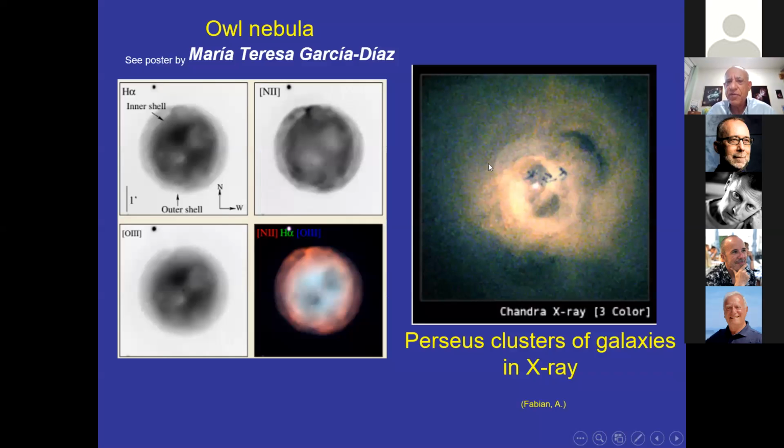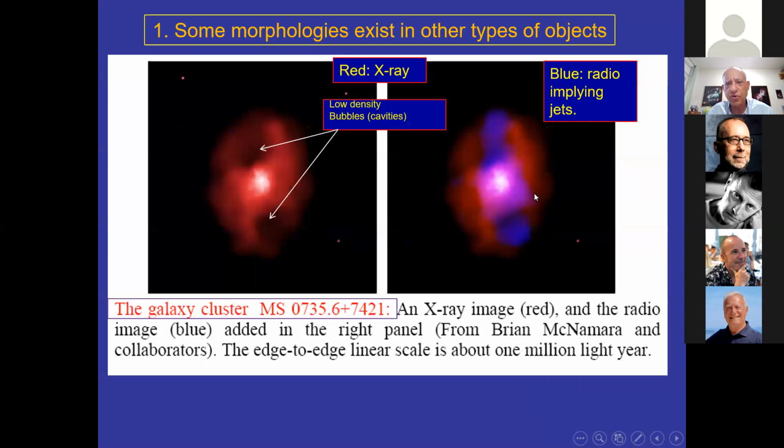This is the Perseus cluster of galaxies in X-ray, and we see these eyes of the owl, which we know are shaped by jets because we see the jets in radio, but I will not show you. Just an example of basic same morphology. This is another X-ray cluster, and my point is that some morphologies exist in other types of objects, not only stars, even galaxies.